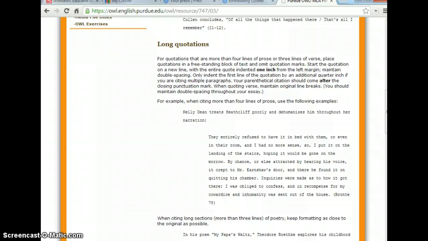But this is a good example here of people who have really long quotes, they just don't know how to cut it down. They're going to block it. So Nellie Dean treats Heathcliff more poorly and dehumanizes him throughout her narration. That's part of the previous paragraph. This is how it is set apart in a block quotation. There will be a separate video for a resource for you to use, and I will show how to do this on Word.